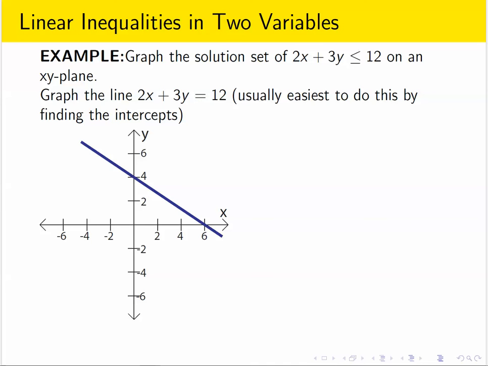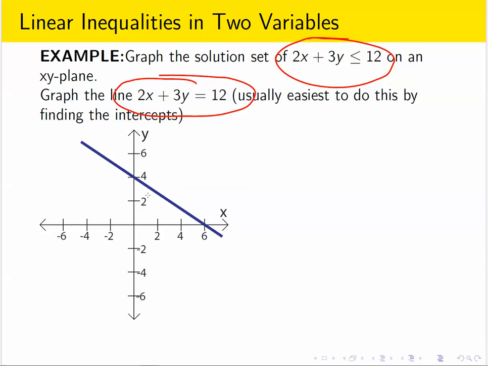And if we graph both of those intercepts, it's easy to draw a line straight through them. So all the points on this line satisfy this equation. If we plug their coordinates in to the left side, we get 12. Which means they also satisfy this inequality, because if we plug in their x and y coordinates, we get 12 on the left, which is less than or equal to 12 because it's equal to 12.